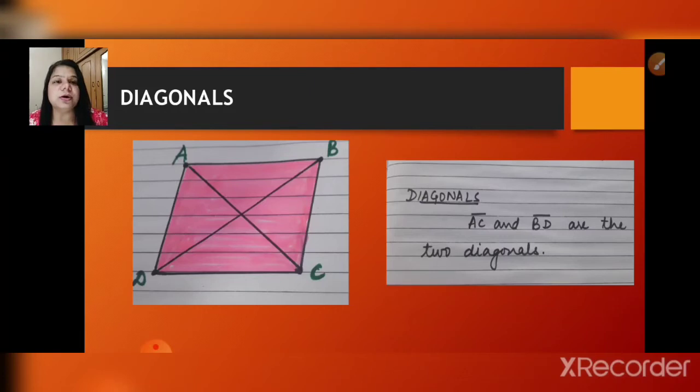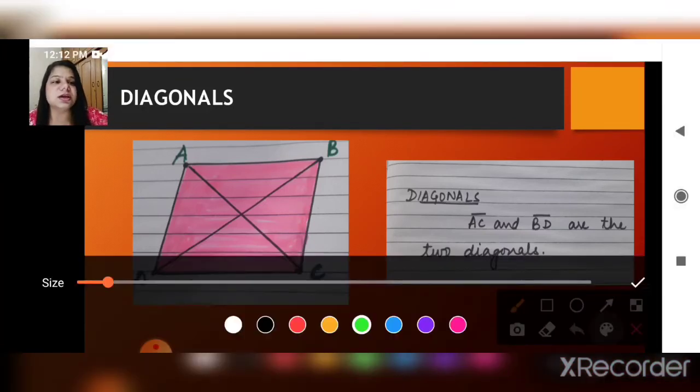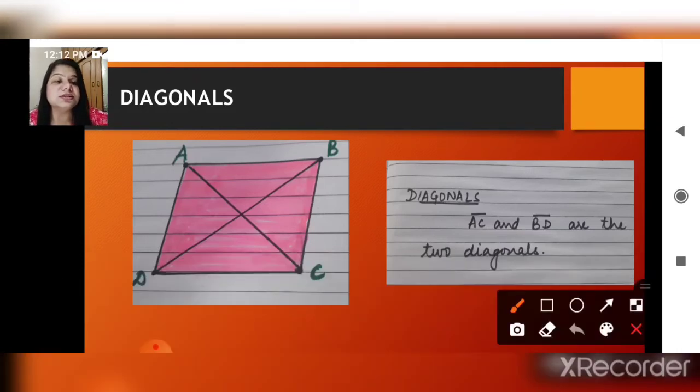Now we will talk about what the diagonals of a quadrilateral are. As we have discussed earlier, diagonals are the line segments joining two non-adjacent vertices. So let's check the non-adjacent vertices now. If I talk about point A, B is adjacent to A, and D is also adjacent to A.